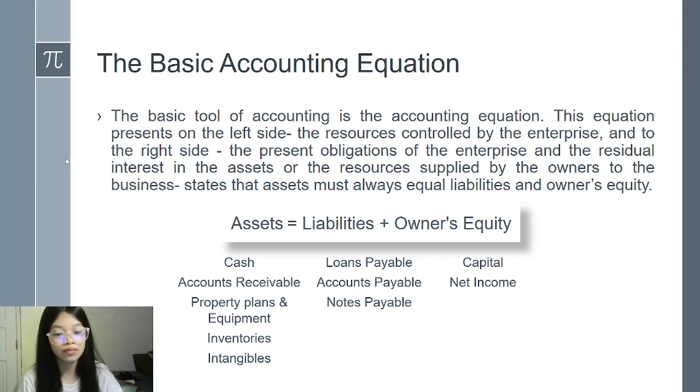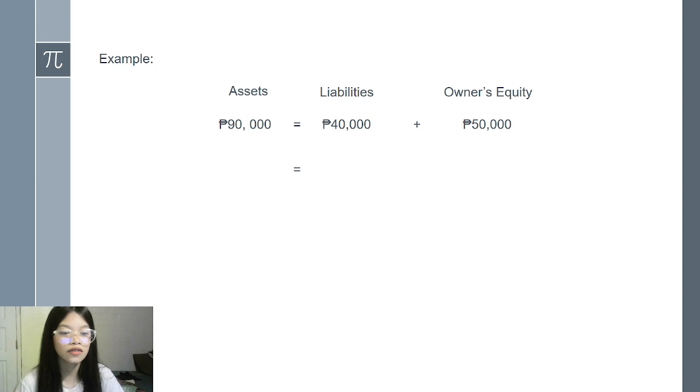So to understand more, let's have a basic example. So the total asset of your business is 90,000, your liabilities is 40,000, and your equity is 50,000. Again, your total asset is 90,000. And now, ipagpa-plus lang natin itong liabilities and owner's equity, which is 40,000 plus 50,000 is equal to 90,000. So, equal sa total asset mo. That means balance sila. So, ganun lang ang concept behind accounting equation.